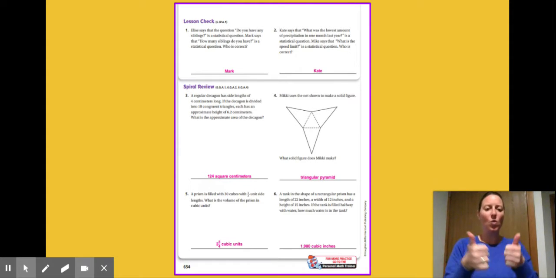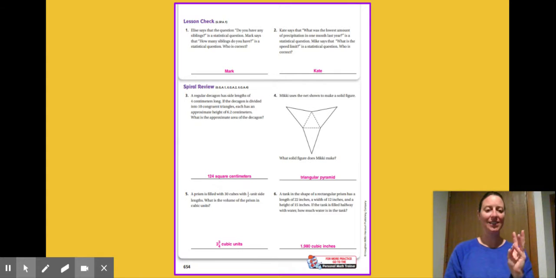Number 5, a prism is filled with 30 cubes with 1/2 unit side lengths. So each cube has half a unit side length. What is the volume of the prism in cubic units?